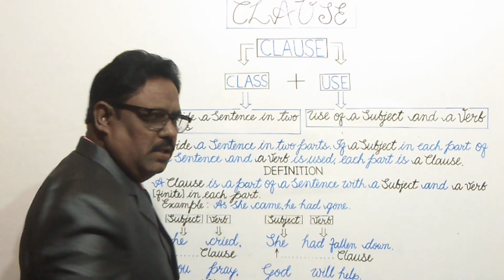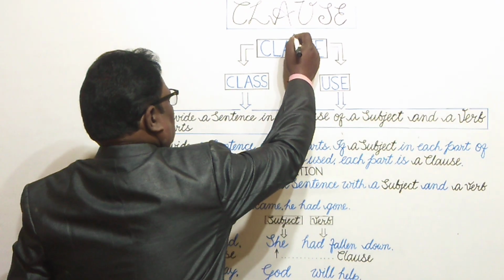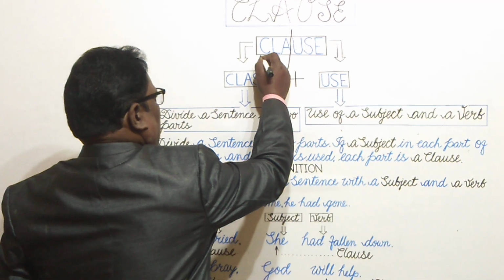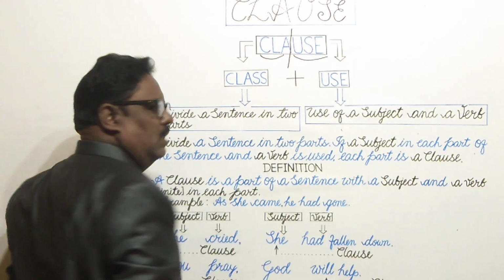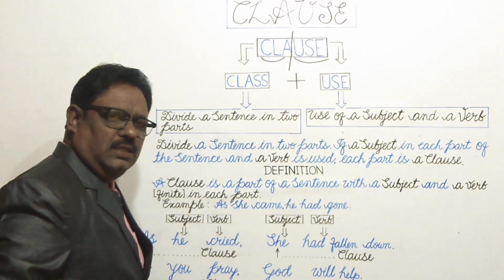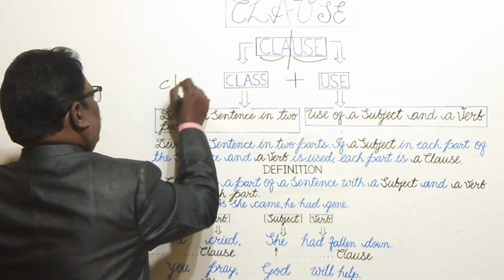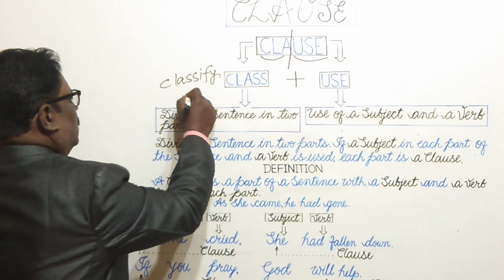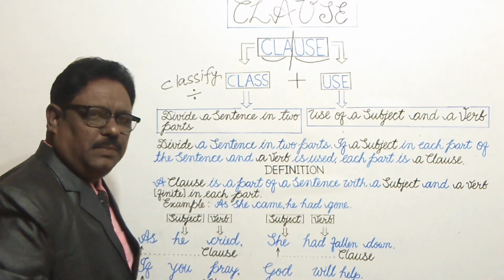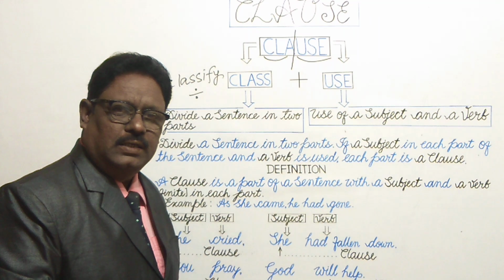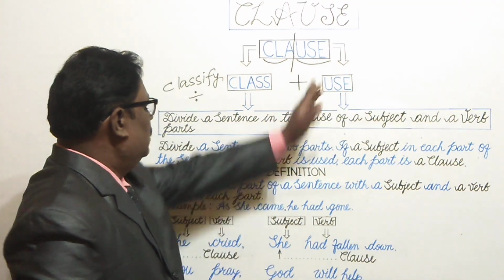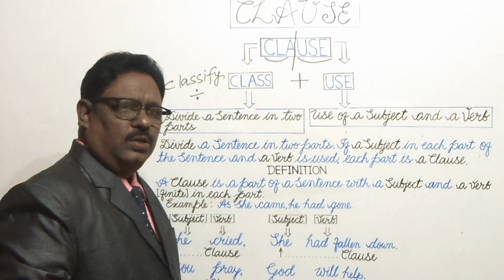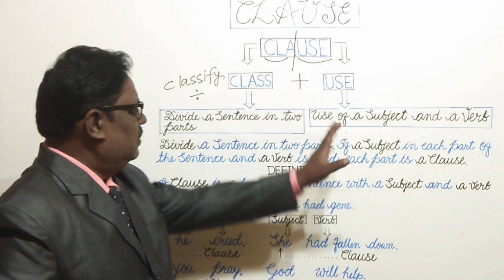Separate the word clause into two parts. Here we separate it: cla and use. Cla means class. Cla means classify. You may say it divide. Class means divide. And here you see use. Use will remain as it is.